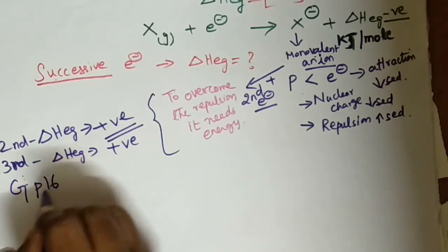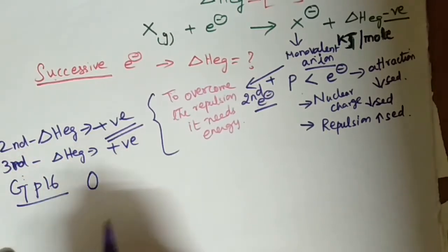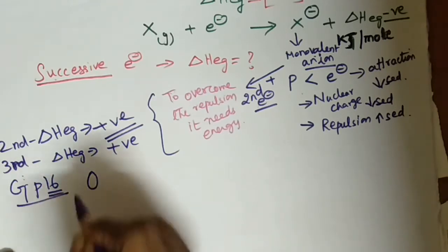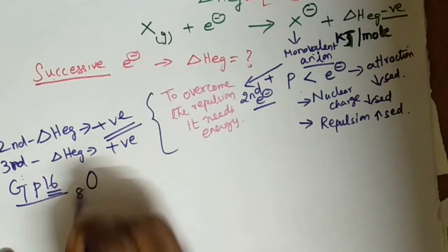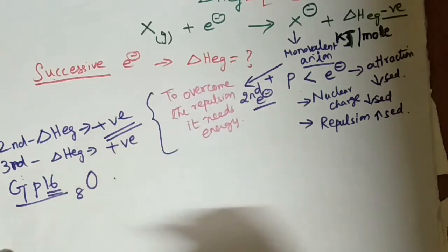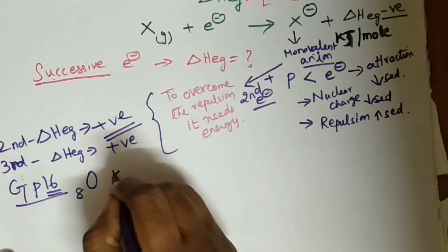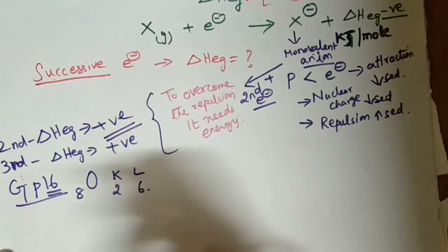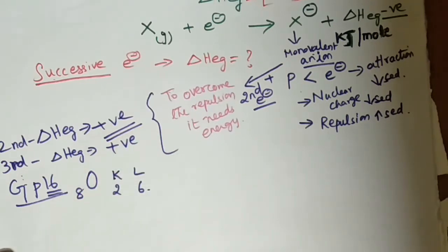What is group 16? Group 16 is actually oxygen, isn't it? Oxygen is at the top. Oxygen's atomic number is 8. How does it split? It usually splits as 2 and 6. We know the K shell and L shell have 2 and 6. Okay, the electrons are 2 and 6.